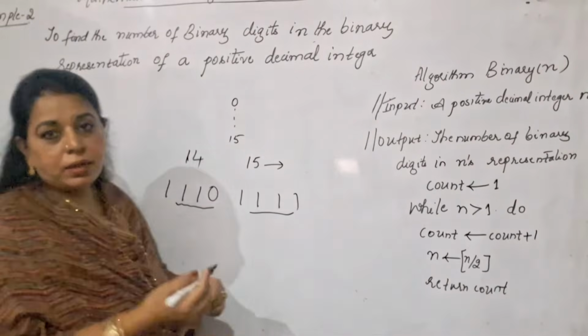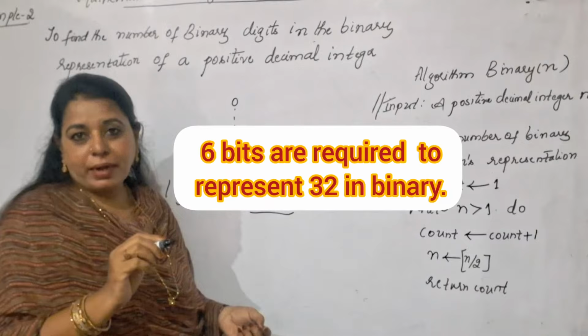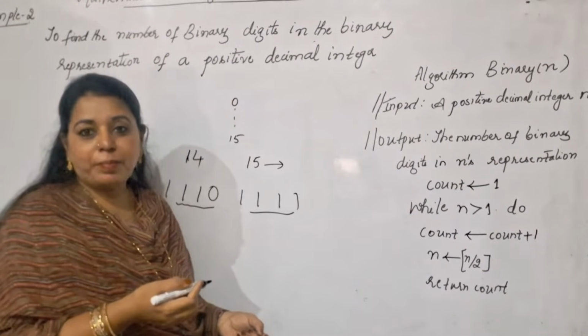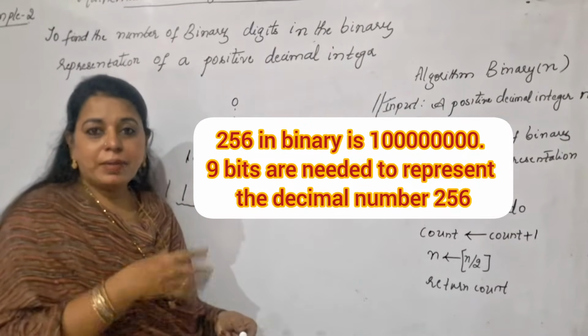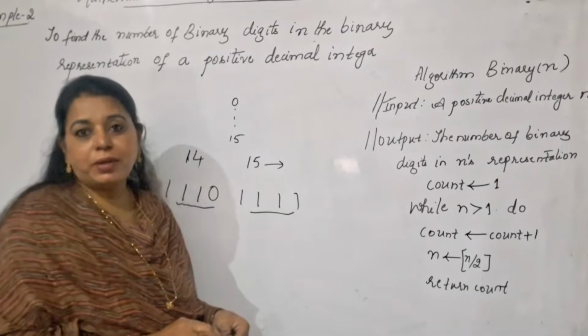If you are using the decimal number 32, then with 4 bits you cannot represent it in binary. You require more than 4 bits in order to represent the decimal number 32. Or using a decimal number 256. So this algorithm is basically counting the number of bits that are used to represent a positive decimal number.